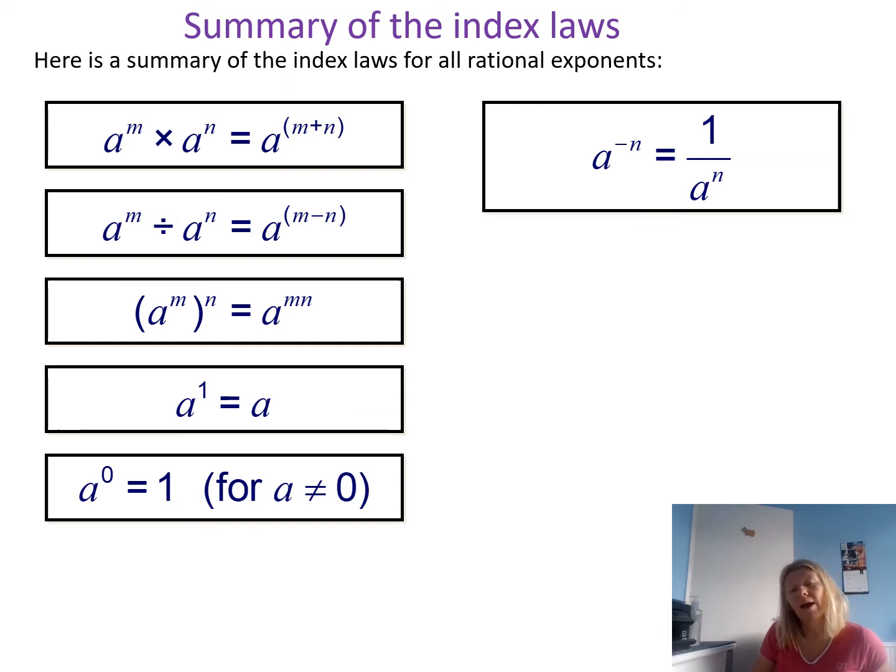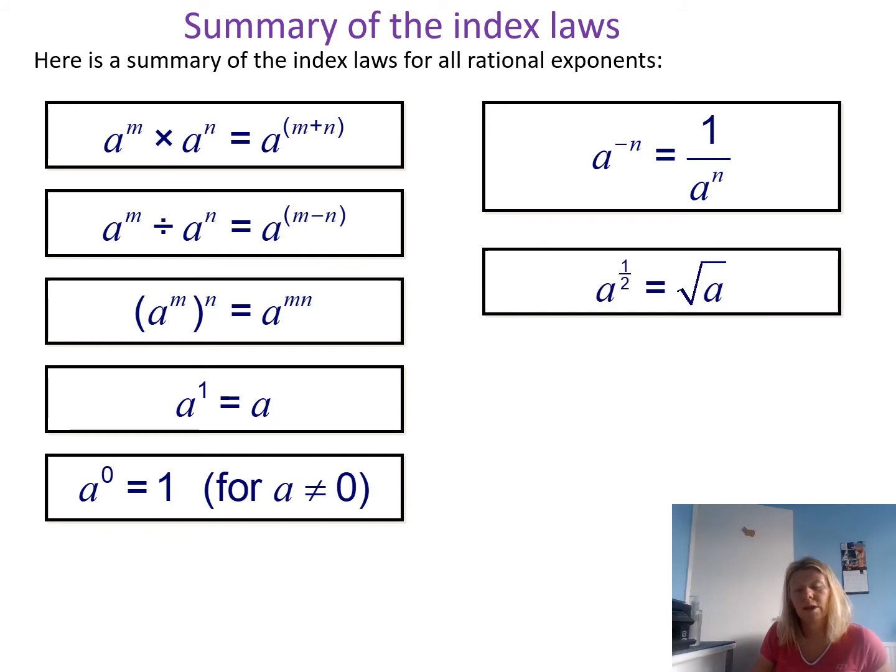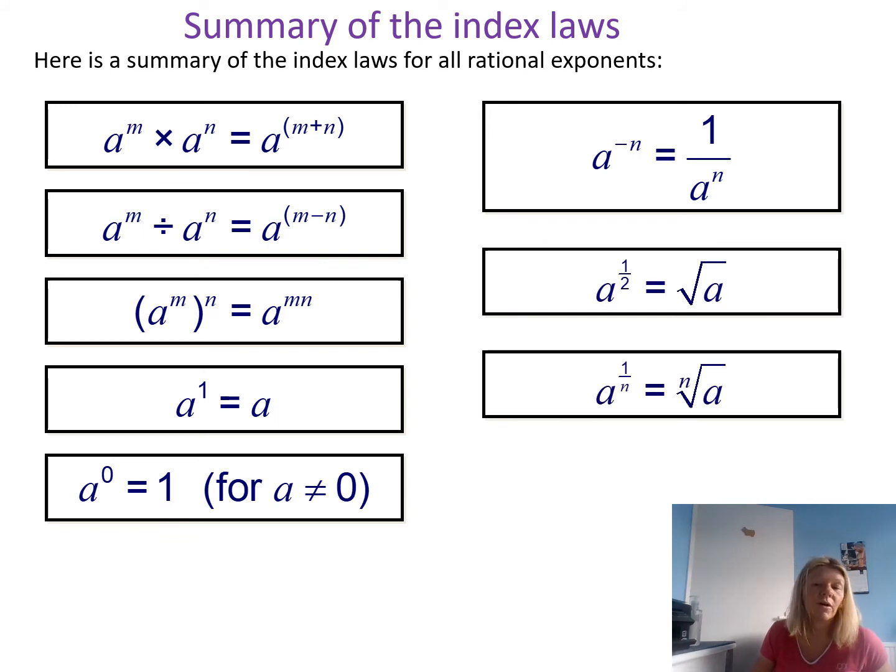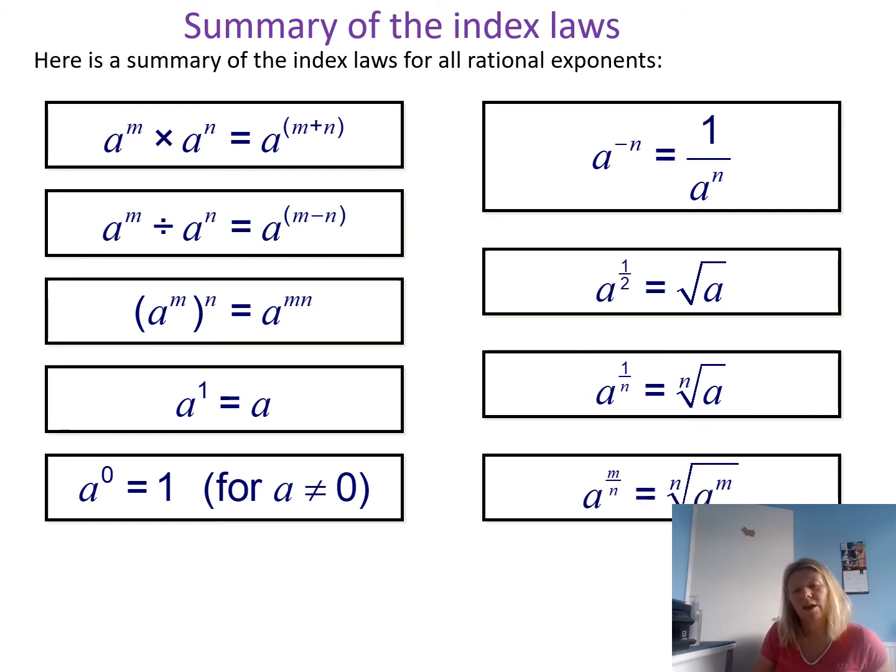A to the power minus n is 1 over A to the n. A to the power half is the square root of A. A to the power 1 over n would be the nth root of A. A to the power m over n can be written as the nth root of A, to the power of m, or what's written there, the nth root of A to the power m.